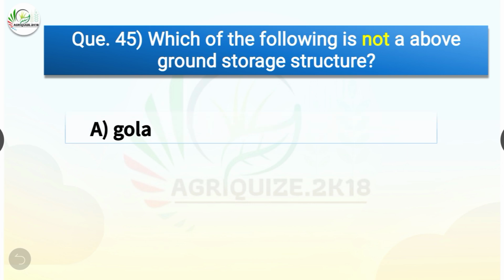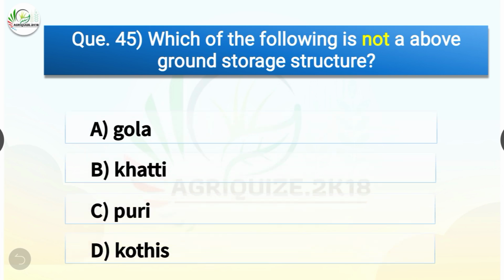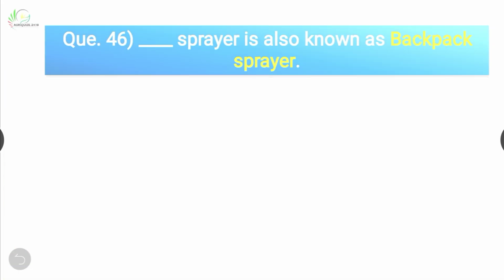Question number 45. Which of the following is not an above ground storage structure? The options are gola, khatti, puri, or kothis. The correct answer is option B, khatti. So khatti among the following is not an above ground storage structure, whereas gola, puri, and kothis are the above ground storage structure.